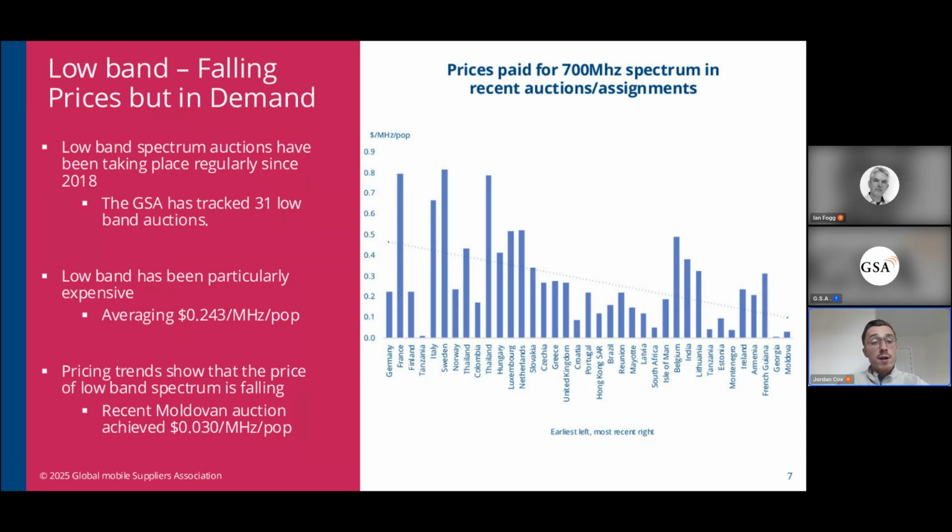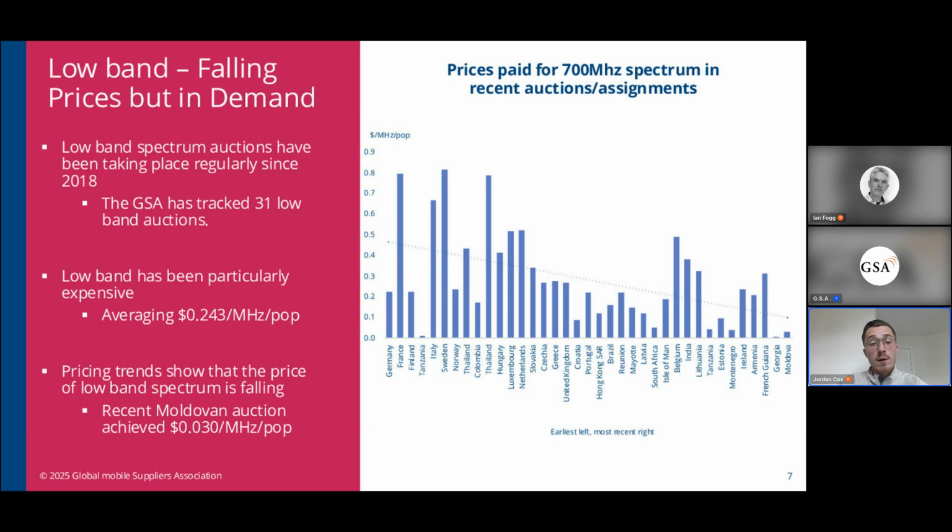And this declining pricing can be attributed to a few key factors, namely market maturity, with operators having already invested heavily in low-band assets, regulatory pressure in some countries to promote affordability and encourage wider rural rollout, and in some cases reduced competitive tension, especially where operators already hold strong low-band portfolios.